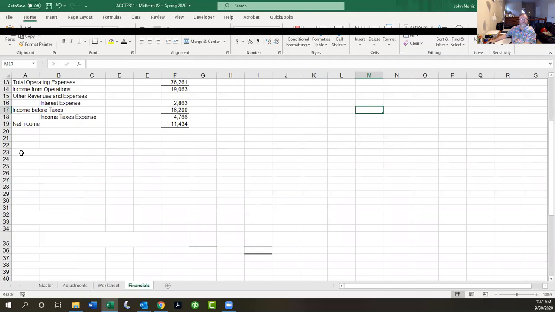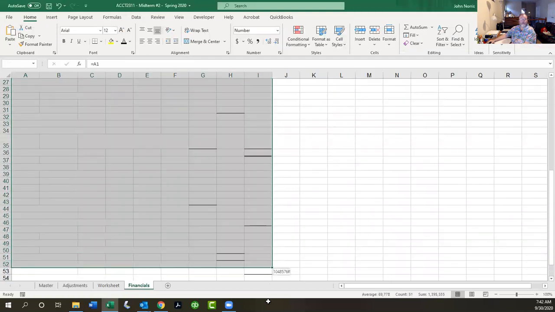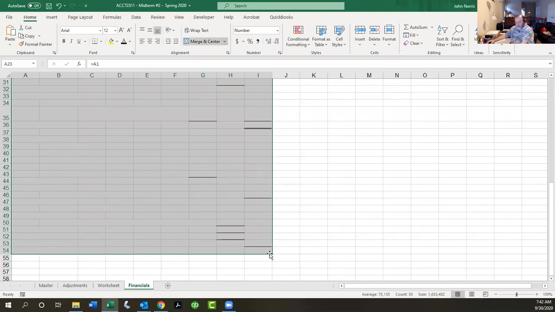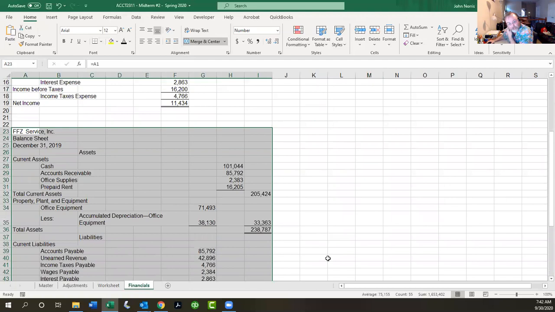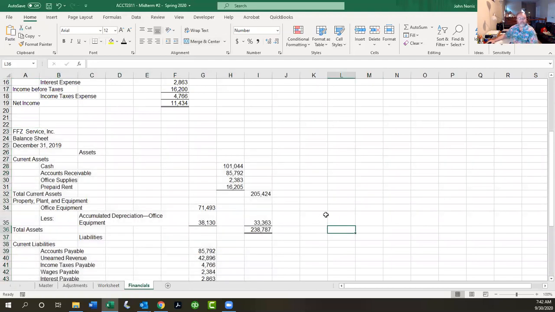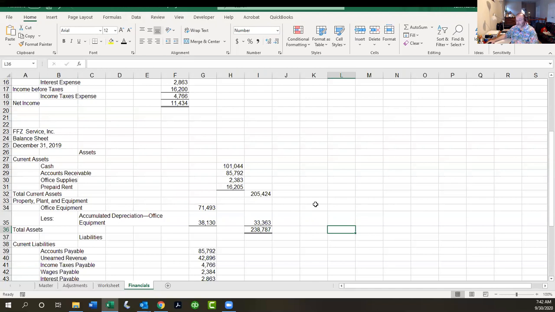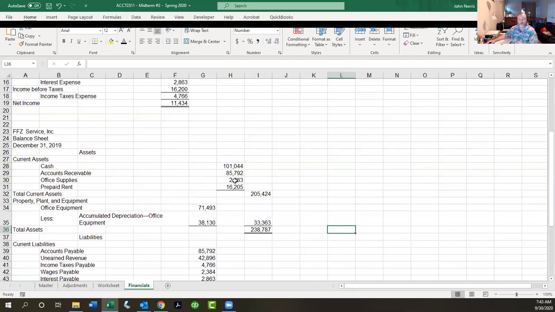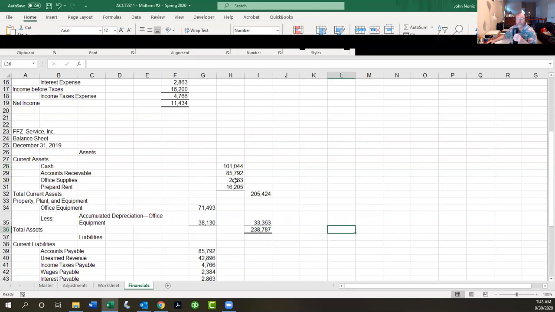The balance sheet is a classified balance sheet. So for the assets, you're going to break them between current assets and property, plant, and equipment. So cash, accounts receivable, office supplies, and prepaid rent are the three current assets. Those are cash, what you're going to turn into cash. Accounts receivable is going to be turned into cash. What you're going to sell, this is a service organization, so there's no inventory to sell, and what you're going to use up in the next 12 months. And you're going to use up office supplies and prepaid rent.